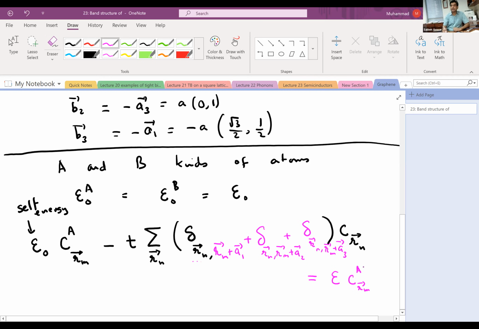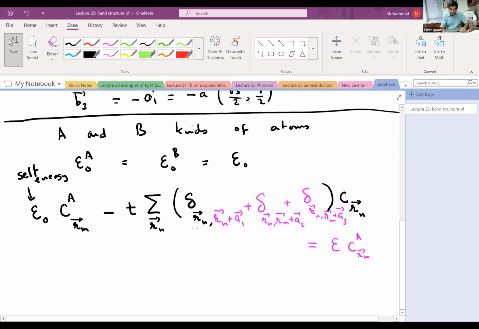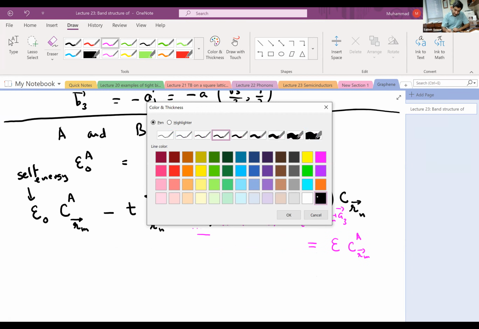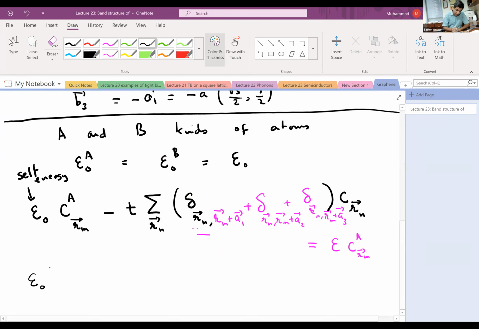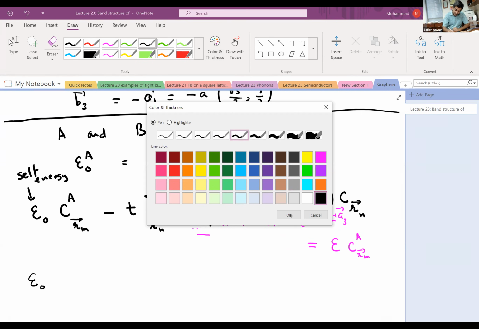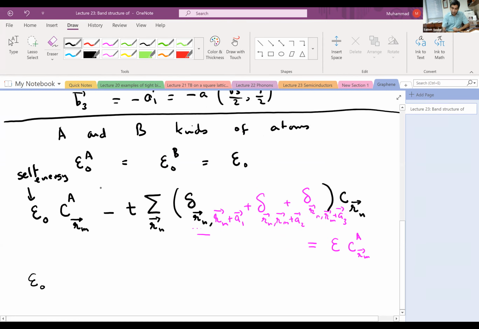Now remember that the C_Rm,A and C_Rm,B are the wave functions. So this is one of my equations, and with the help of the Kronecker delta and the sampling theorem, I can simplify this in the following fashion. E naught, the self energy. So as in all tight binding problems, I have a self energy term and I have a tunneling term or a hopping term.